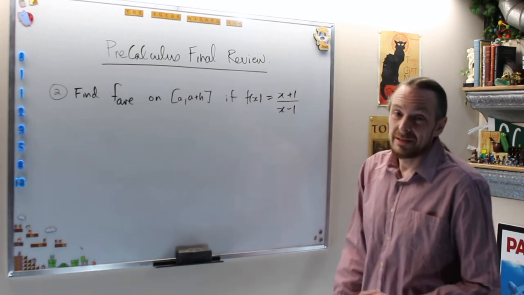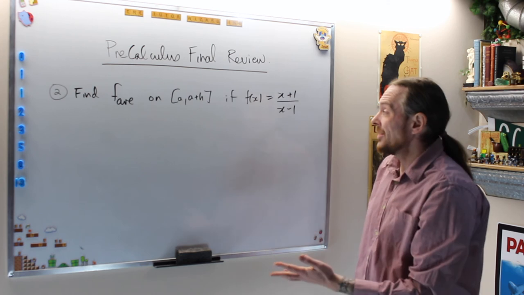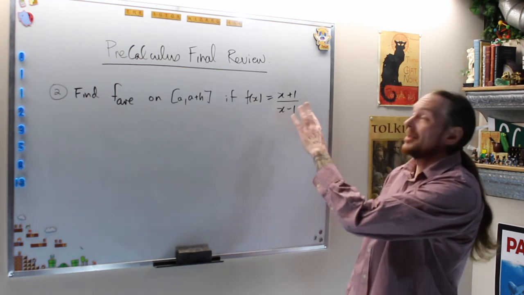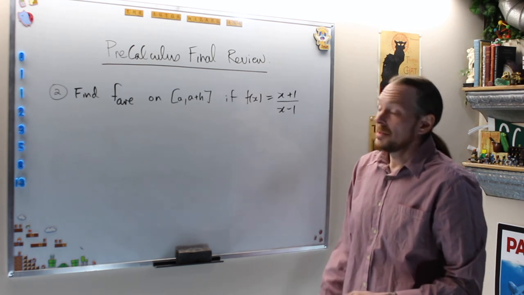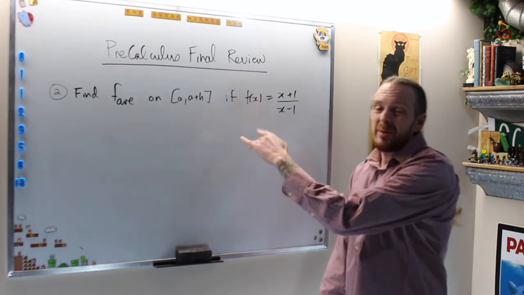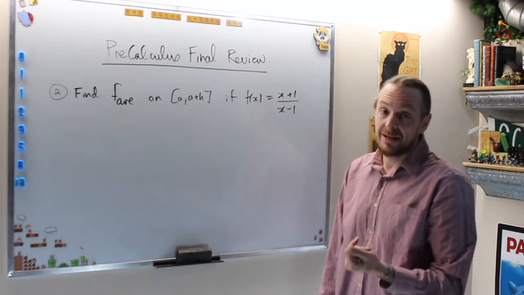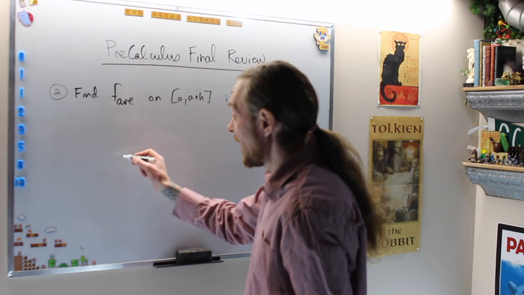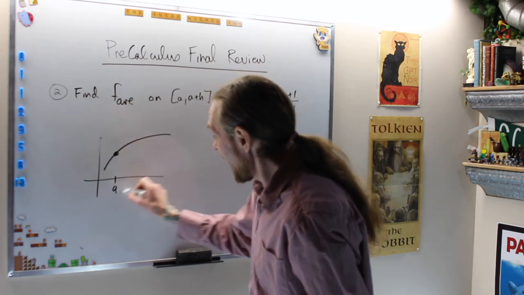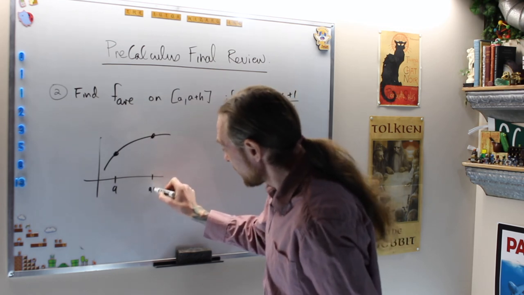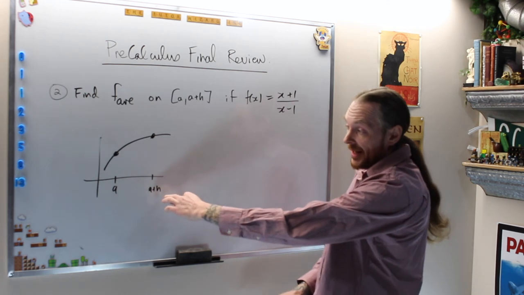The next question is finding f average on an interval a plus h if f of x equals this rational function, or the ratio of two polynomials. This is extremely important because this limiting process is actually the definition of the derivative when we do calculus. What we're actually doing is finding the average rate of change. We have a point a, and we move away a little bit to a plus h.